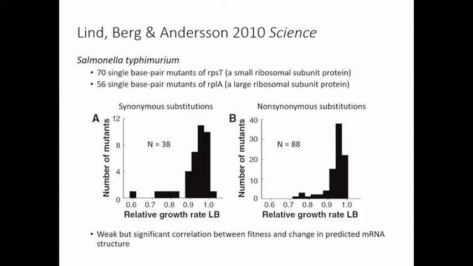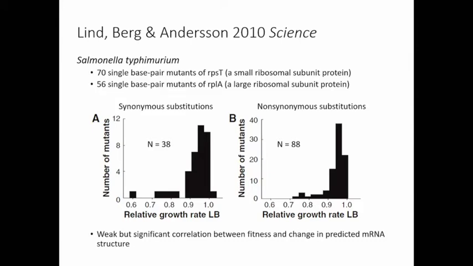They generated a bunch of single base pair mutants, some of which were synonymous and some of which were non-synonymous. This panel here is the synonymous, this is the non-synonymous, and we've got relative growth rate in LB, a rich media. You can think of this as a measure of fitness, and then the number of mutants on the y-axis. So it's just a histogram of where those mutants fall in terms of their effects on growth rate.